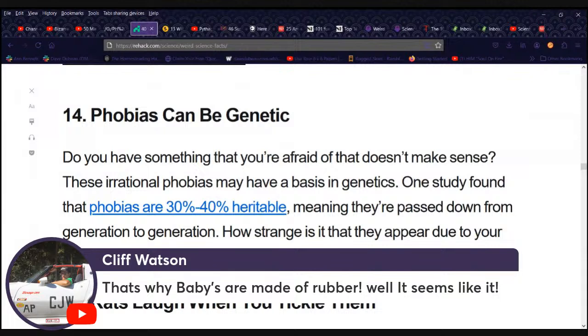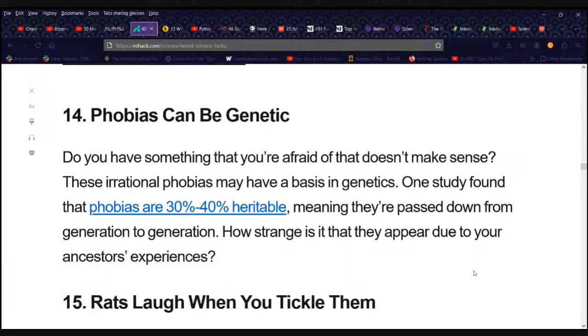That's why babies are made of rubber. Well, it seems like it. I think it's the merging of the bones. Well, I think that's part of why their bones are soft, first of all, but then they have a whole bunch of them, so that they don't break all their bones being born, for one thing. And then for another thing, they bounce pretty darn good.